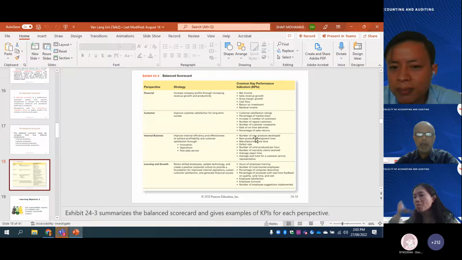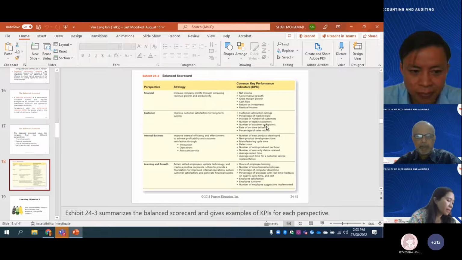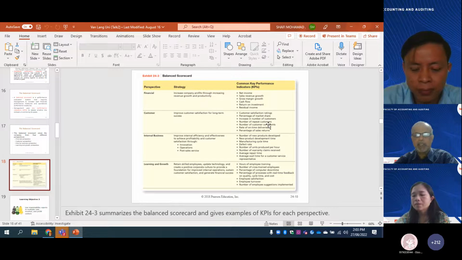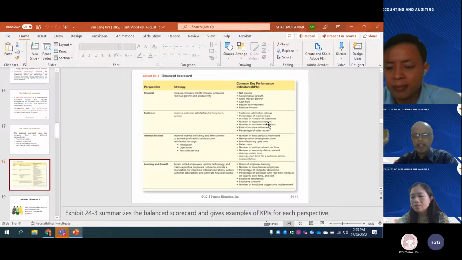For example, for financial, one of the KPIs is sales revenue. What is the growth in sales revenue? What is the growth in the gross profit margin? What is the return on investment? For customer aspect, we look at customer satisfaction. We send them a survey questionnaire, asking them to indicate, are they satisfied or not? How many repeat customers? Many customers keep coming back to us for business. Repeat customers.